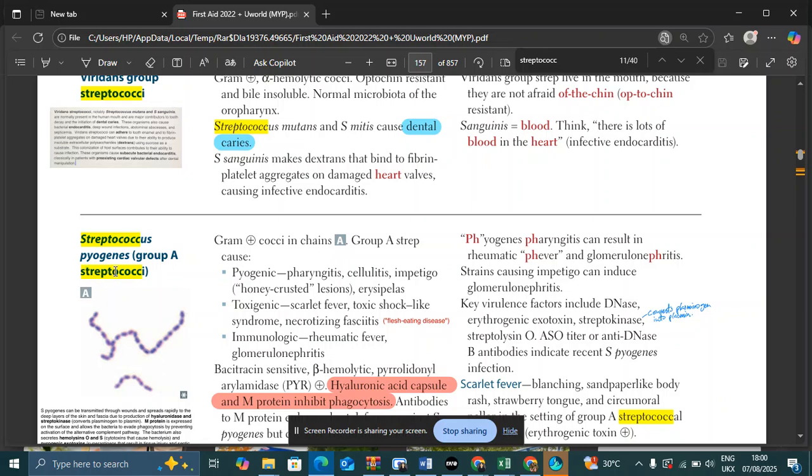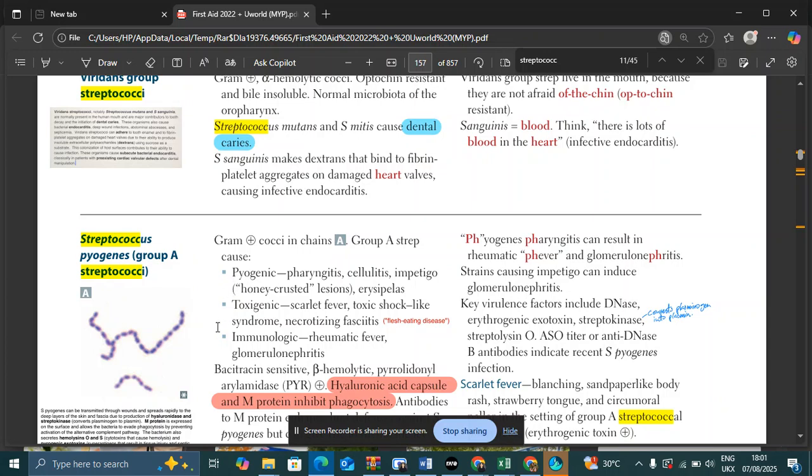So Streptococcus pyogenes is a group A beta-hemolytic bacteria. It is bacitracin sensitive, and the PYR status is positive. This is the full information you should remember. So Streptococcus pyogenes is a gram-positive cocci in chains. From the name, it shows it is in chains because Streptococcus are usually in chains. Group A strep.